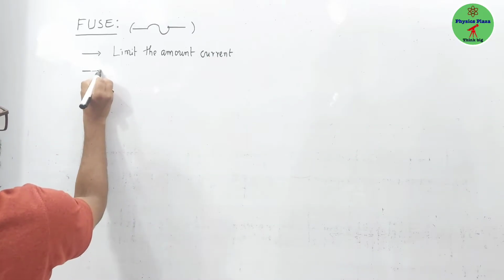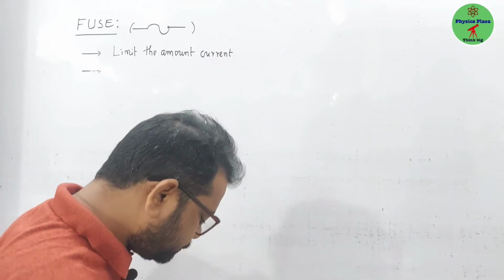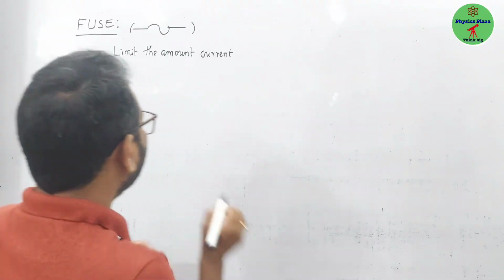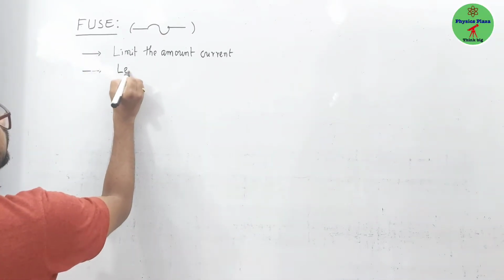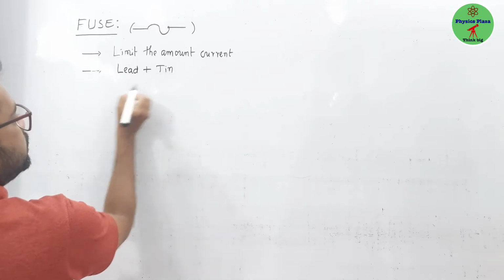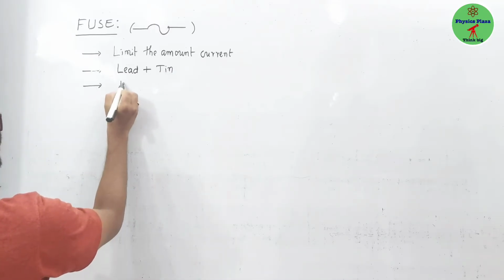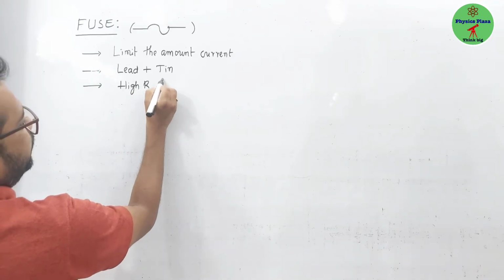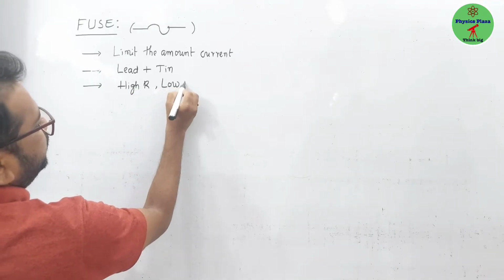So, very important. Here, children, it is made up of an alloy of lead and tin, and the properties should be high resistance, very important, high resistance, and low melting point.